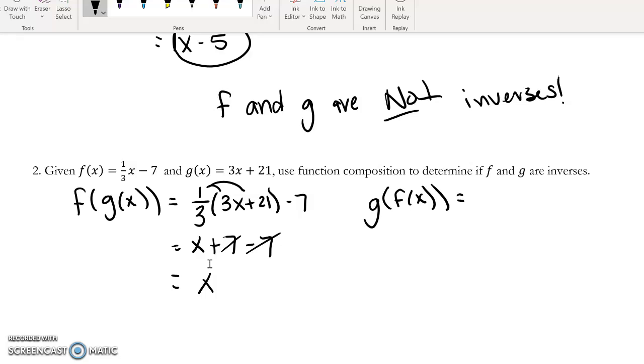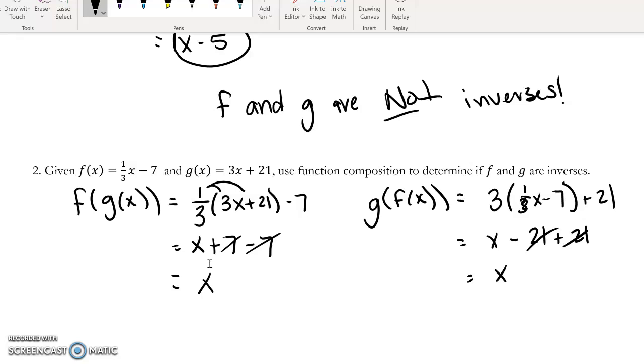I'm going to test the other direction too, g of f of x. So this time I'm plugging f into g. I'll distribute my 3. And again, I'm left with just plain old x because the 21s are going to cancel out. So this time we get to write, yay, f and g are inverses.